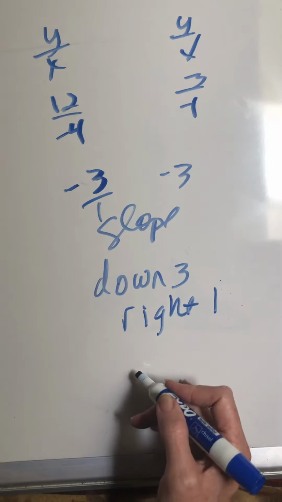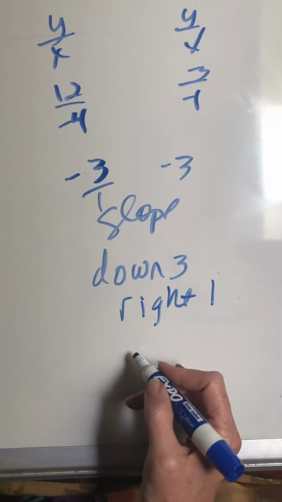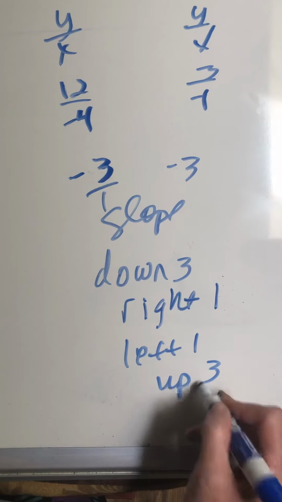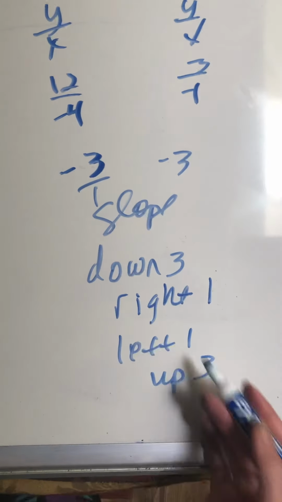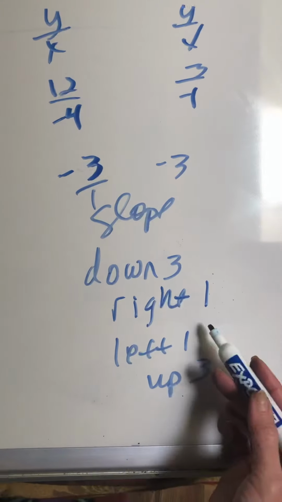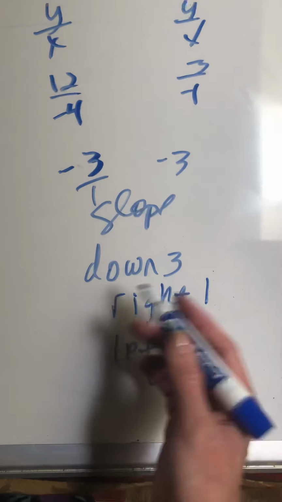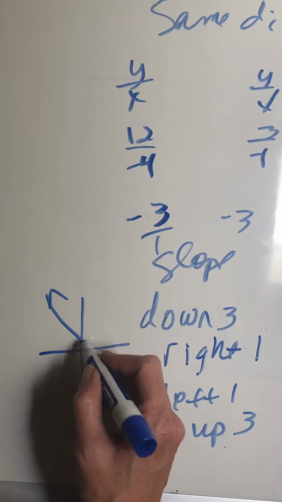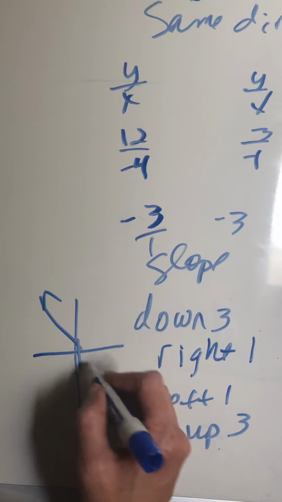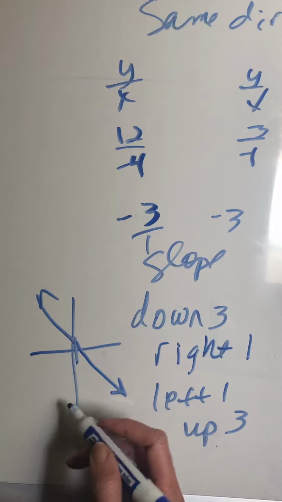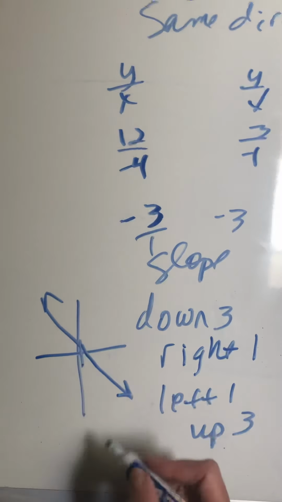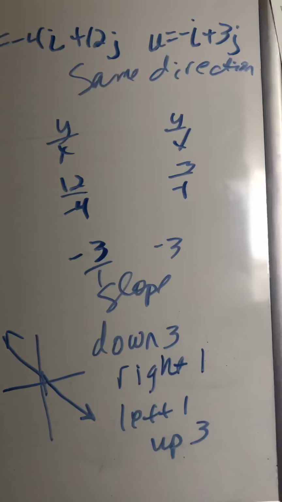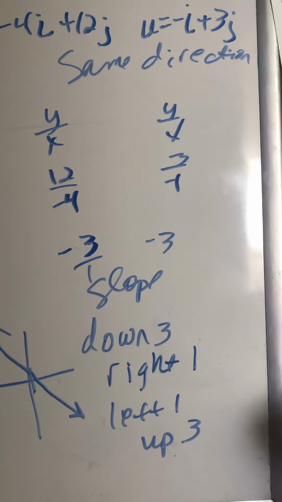Or you could see it as left 1, up 3. So just look for one of those options. Down 3, right 1, or left 1, up 3 would give you the same graph. It would look something like this. If you went down 3, right 1, it'd look like this. And then if you went left 1, up 3, well, sort of like that. But that's what you're looking at. That's what I would look at, are the slopes on that.